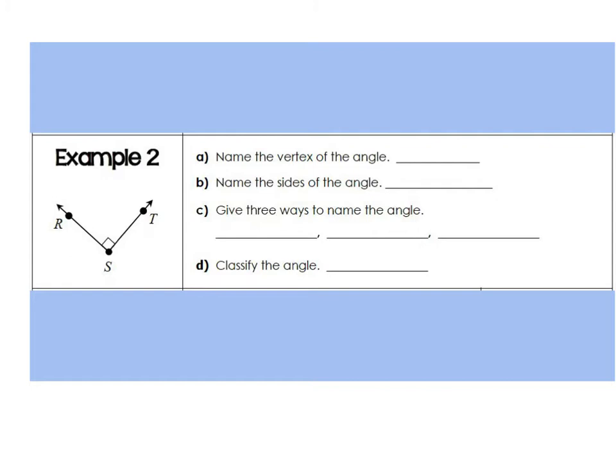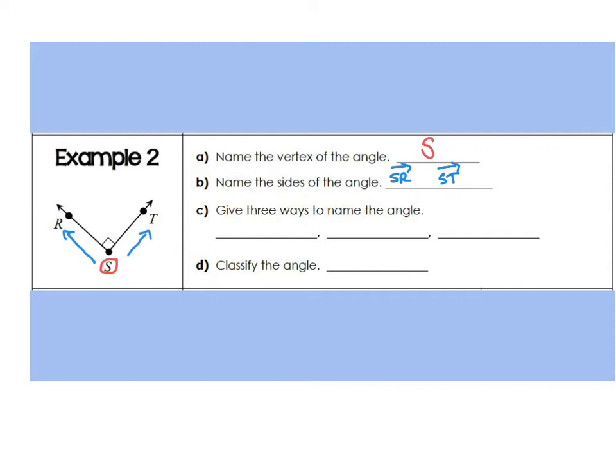Hopefully you did take the time to pause the video and try it on your own. Okay. It says name the vertex of the angle. And it's S. How do I know it's S? It's because it's the middle letter of that angle, right? The next question is asking us to name the sides of the angle. So hopefully you noticed it's SR and ST.